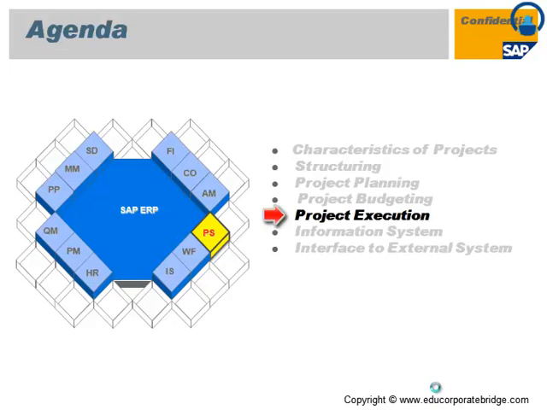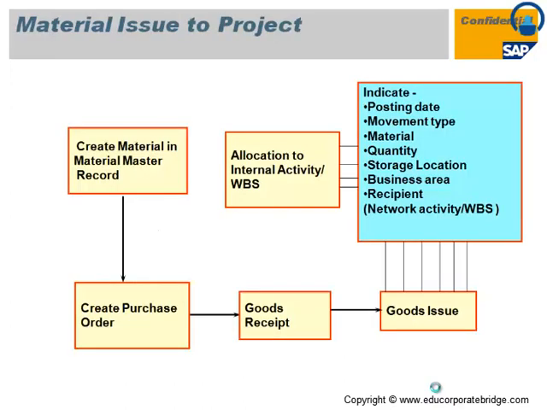Today we will start with project execution. The material issued to the project. So first of all, we have to create a material master record, which is created in the material management module. Then create a purchase order with respect to WBS or with respect to network activity.